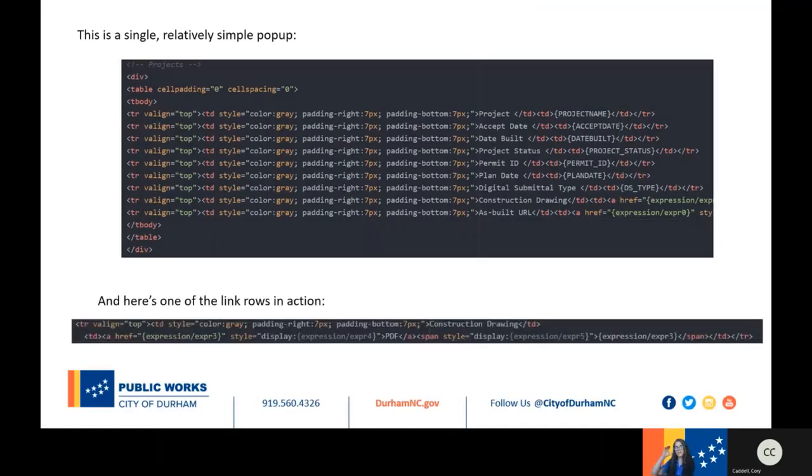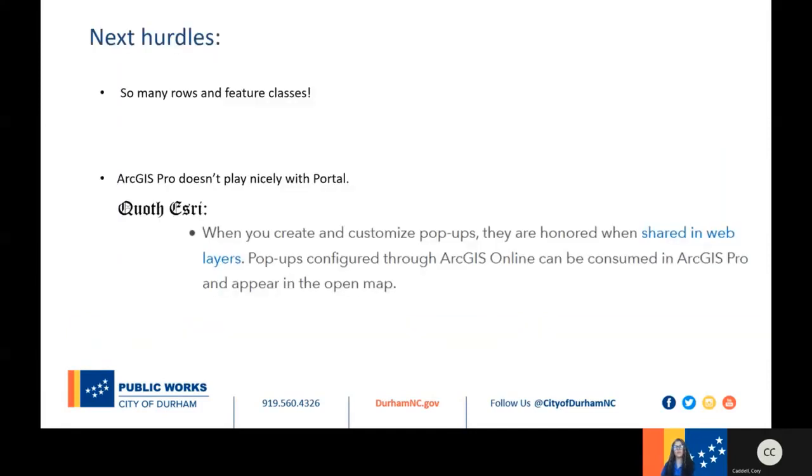And to bring it back to the link expressions, you can see at the bottom what the full code looks like for a row with a link. So we had the basic formula, but we were presented with 2 problems. First, we had over 180 table rows to create across 14 different feature classes.